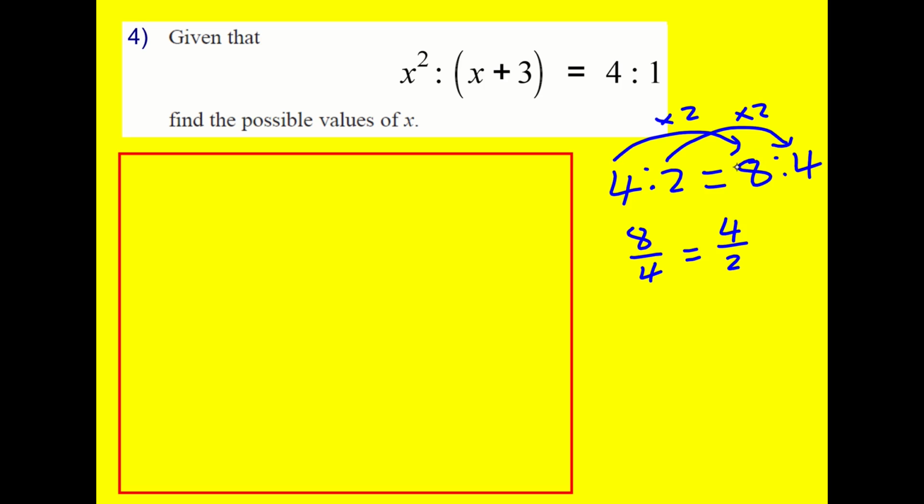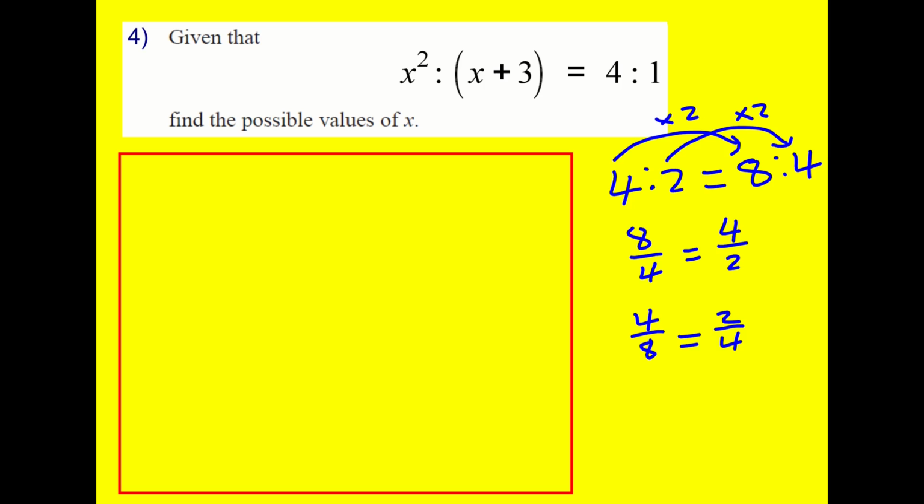Basically, I can do the left-hand ones divided by each other equals the right-hand ones divided by each other. I can actually do it the other way around as well. 4 over 8 is equal to 2 over 4, because going the other way, I would divide by 2, for example, and that's the same as times it by a half.